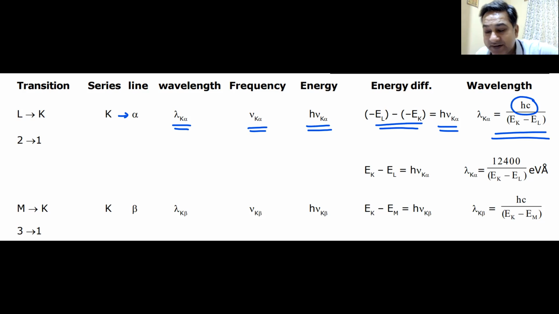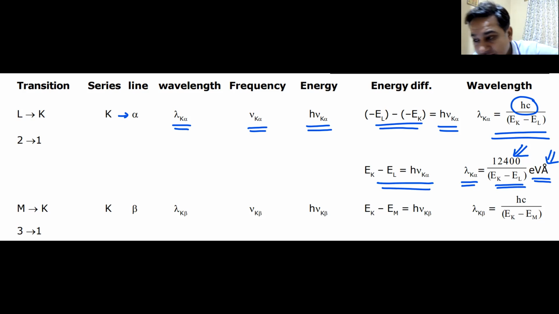Again, we have H multiplied by C. So H multiplied by C becomes what? 12,400. Yes or no? We divide this by the energy of K shell minus the energy of L shell, and we will get lambda, the wavelength of the K alpha series. The energy should be in electron volts, then the answer will come in Angstrom units. Do we understand this? This is the formula that you remember for lambda of K alpha series: 12,400 divided by EK minus EL. Do we understand this?